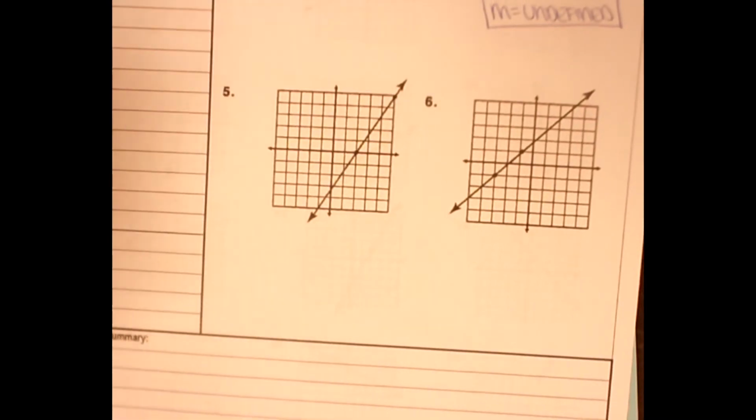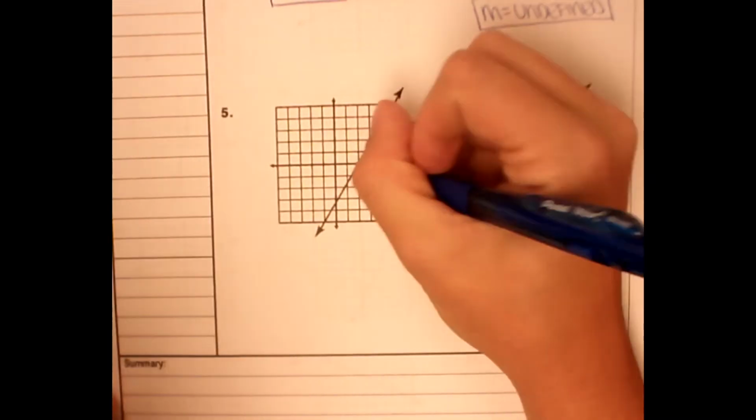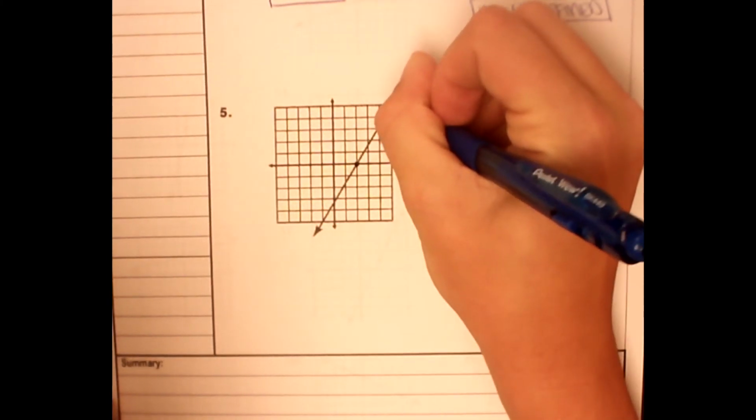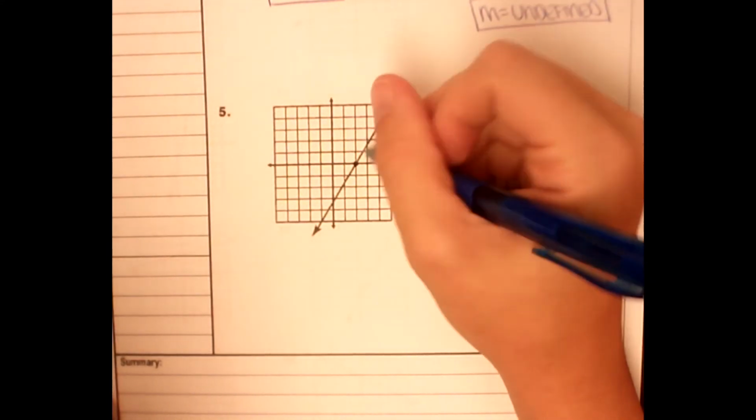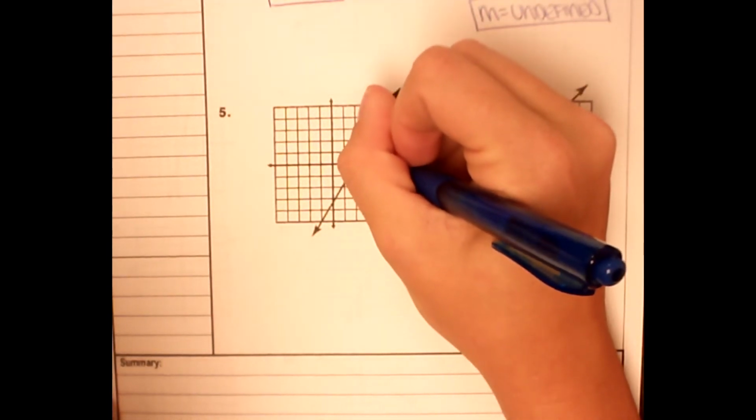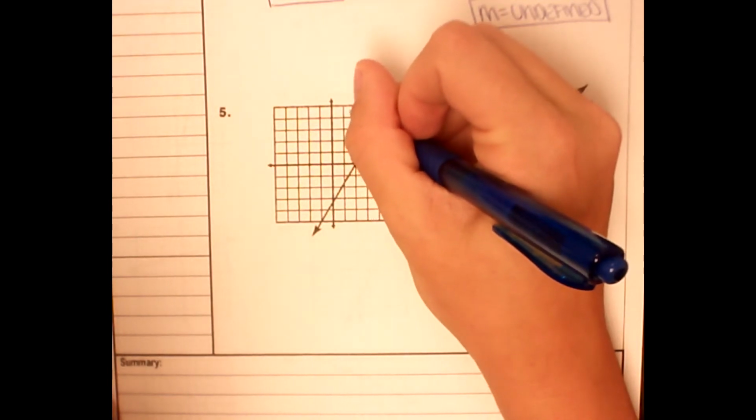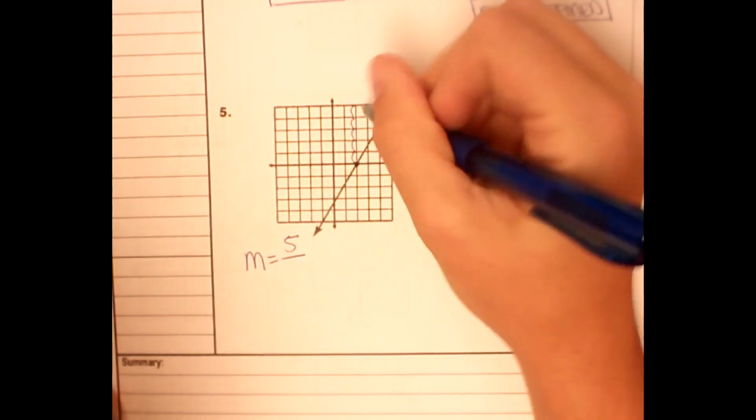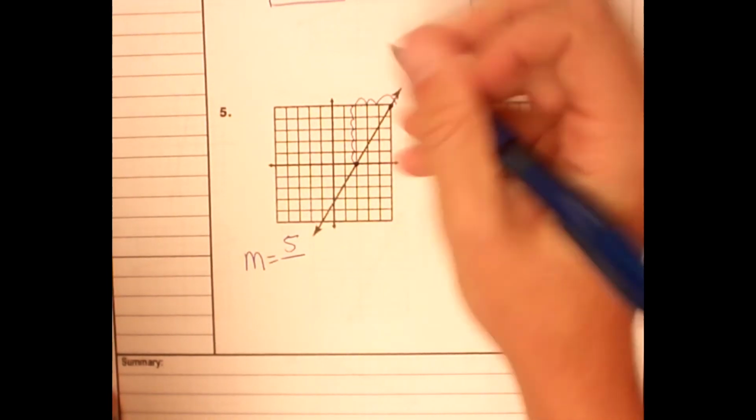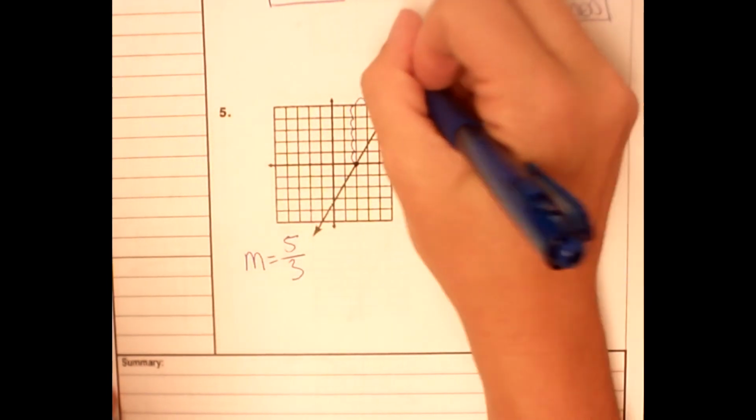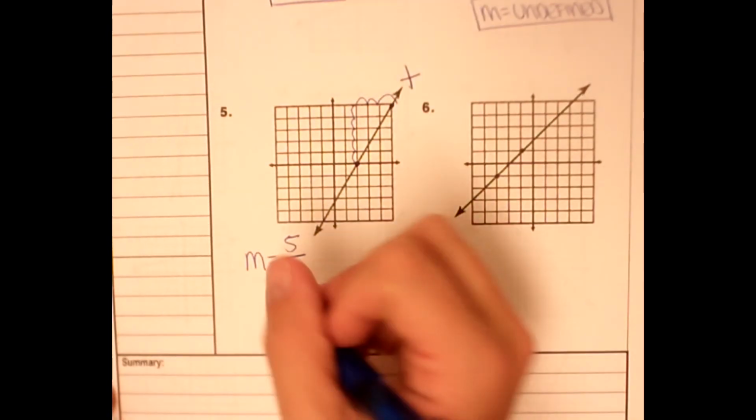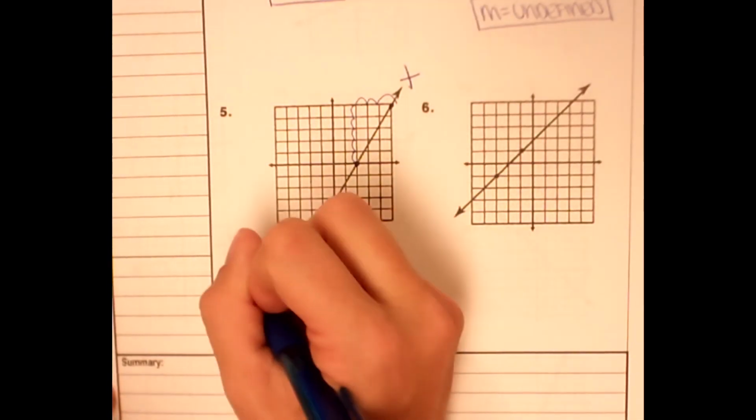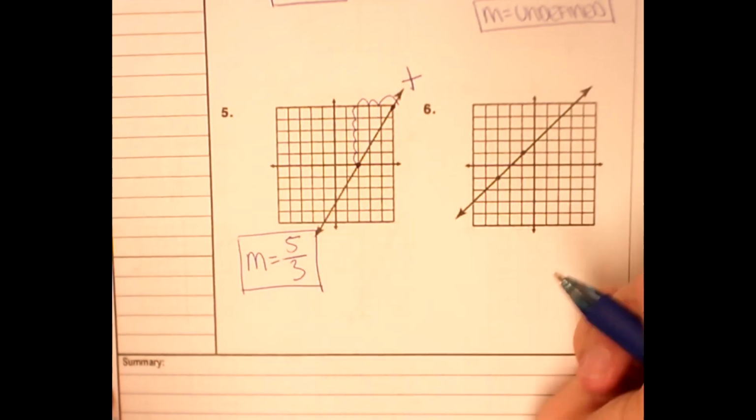If we look at number 5, my points are right here and here. So if we're going to do rise over run, we have 1, 2, 3, 4, 5. Rise is 5. Run is 1, 2, 3. It's a positive slope. So let's make sure we got it right. We can't reduce it, so m is equal to 5/3.